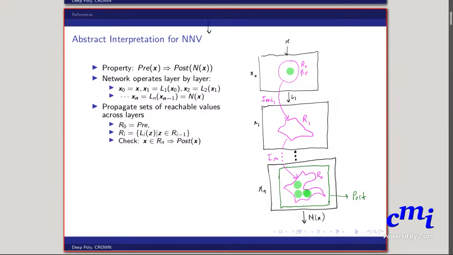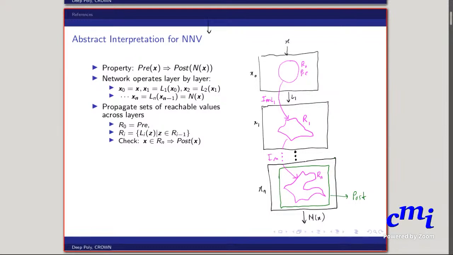Now, I can think of the postcondition itself as a set of values, or a region in the space of output values of the network, which is given by this green box. So what we want to show is that this pink region, which is the image of the pre, is inside this green box, which is the post. That is essentially what we want to show. We want to start with this pre, propagate it layer by layer, and eventually we'll get some complicated set here.